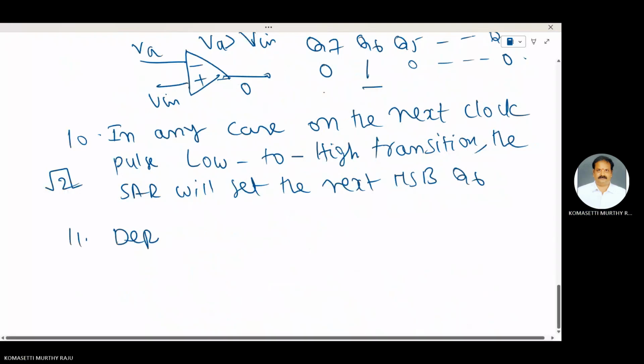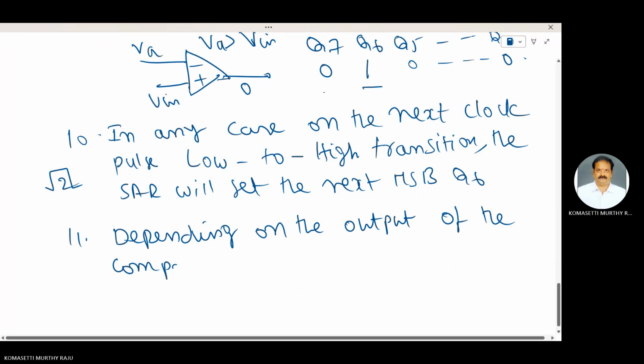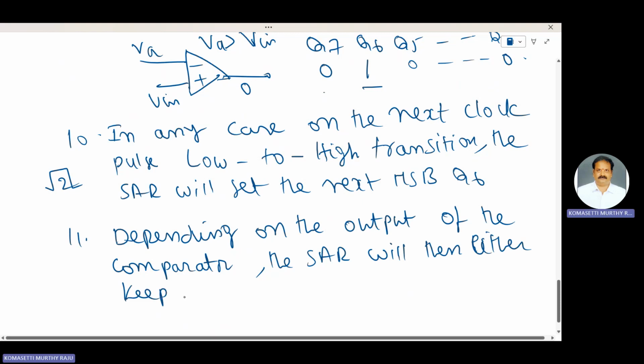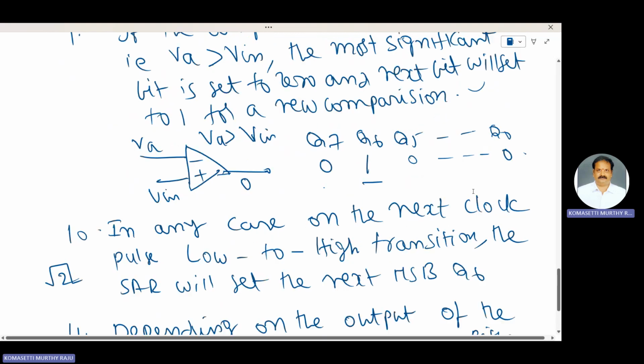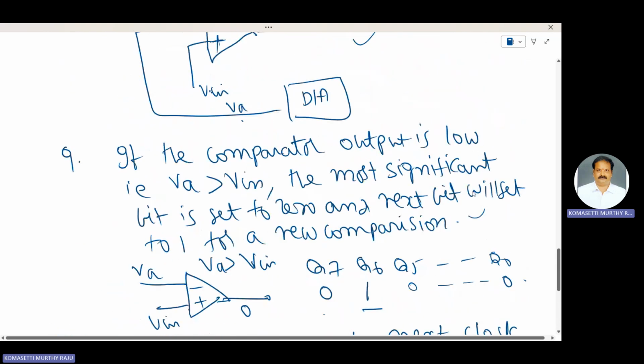11th point, depending on the output of the comparator, the SAR will then either keep or reset the bit Q6.